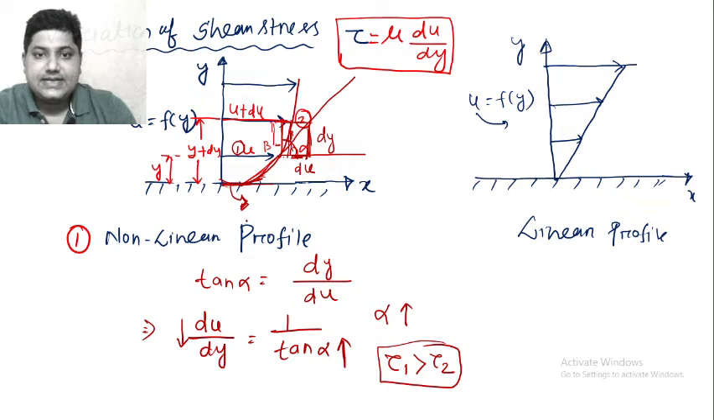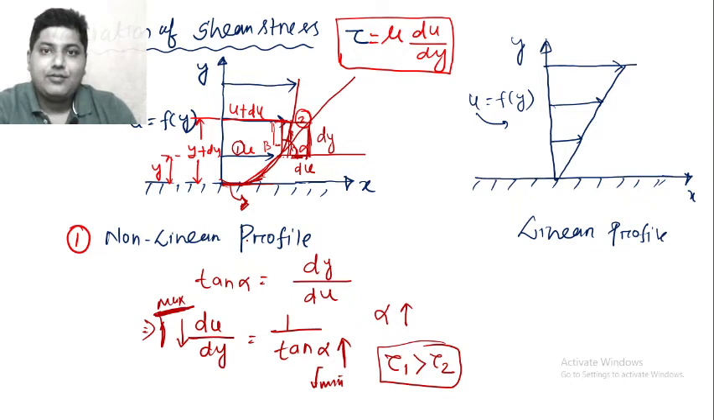So if you draw the tangent, the slope will be very small. If alpha is very minimum, then du by dy will become maximum. If this becomes maximum, obviously the shear stress will become maximum, and that shear stress is called the wall shear stress. That wall shear stress will be equal to mu into du by dy.